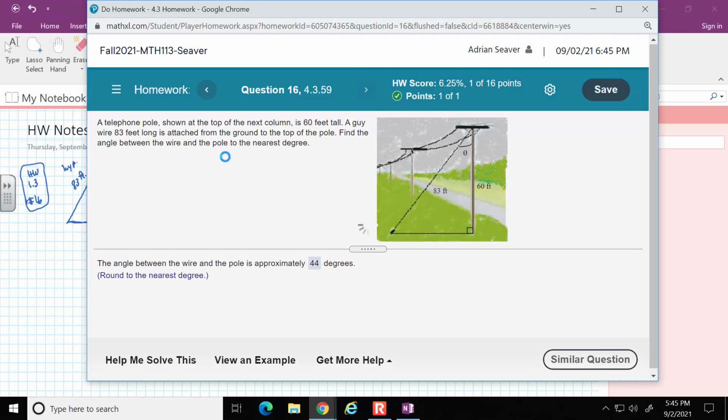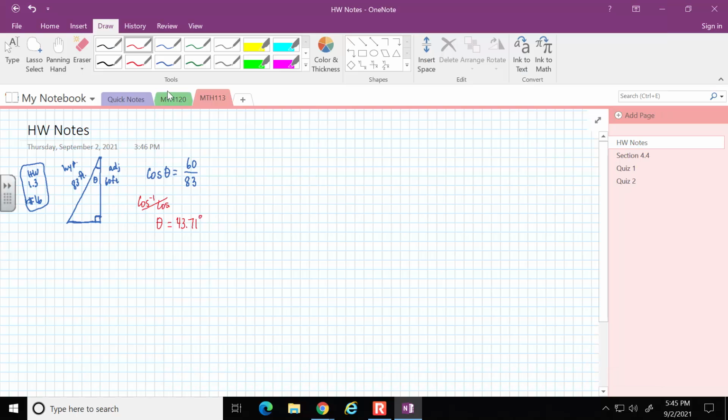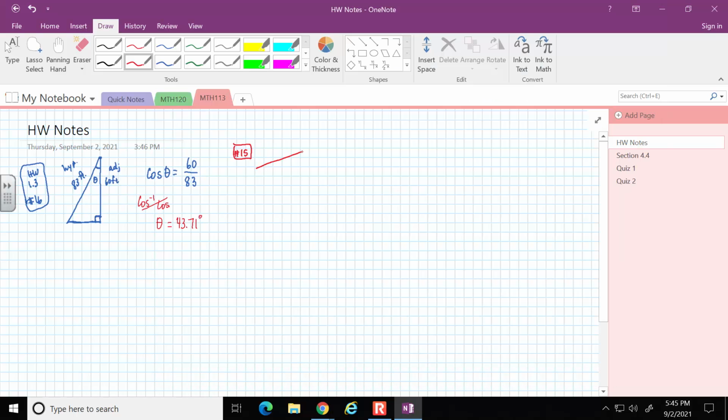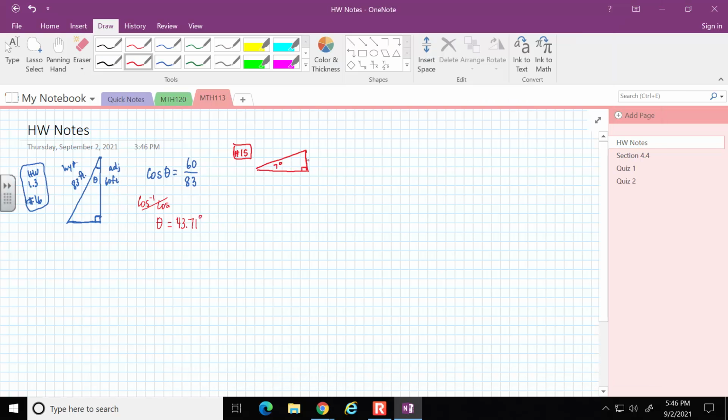Okay, I think the one before it's pretty similar. You're setting it up, you've got a triangle. We'll take a quick peek at this one. This was number 15. So this one's set up very similarly. I have a 7-degree angle. I'll scale it down a little bit here. And that's a right angle, believe it or not. And 450 feet, and I want to know C.